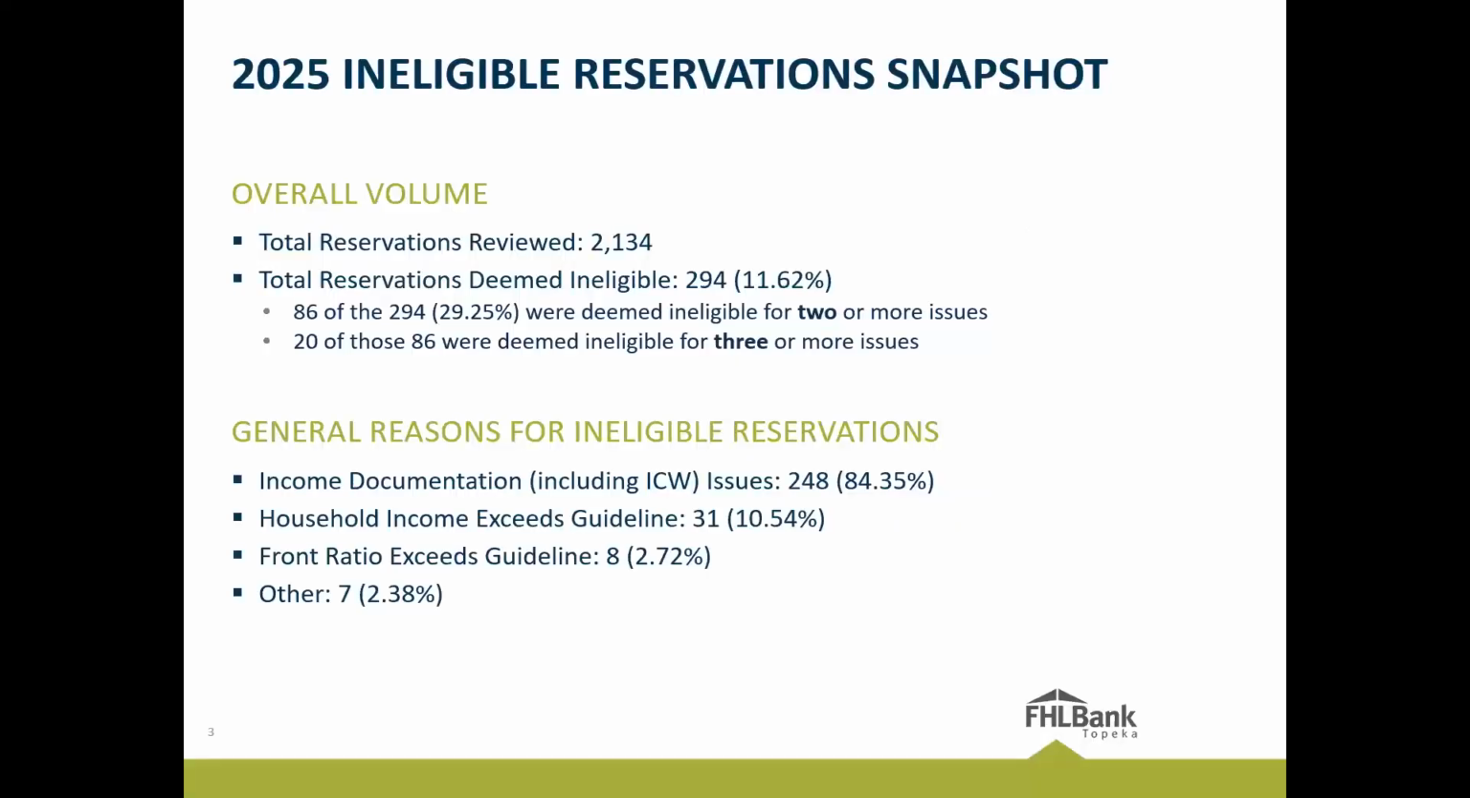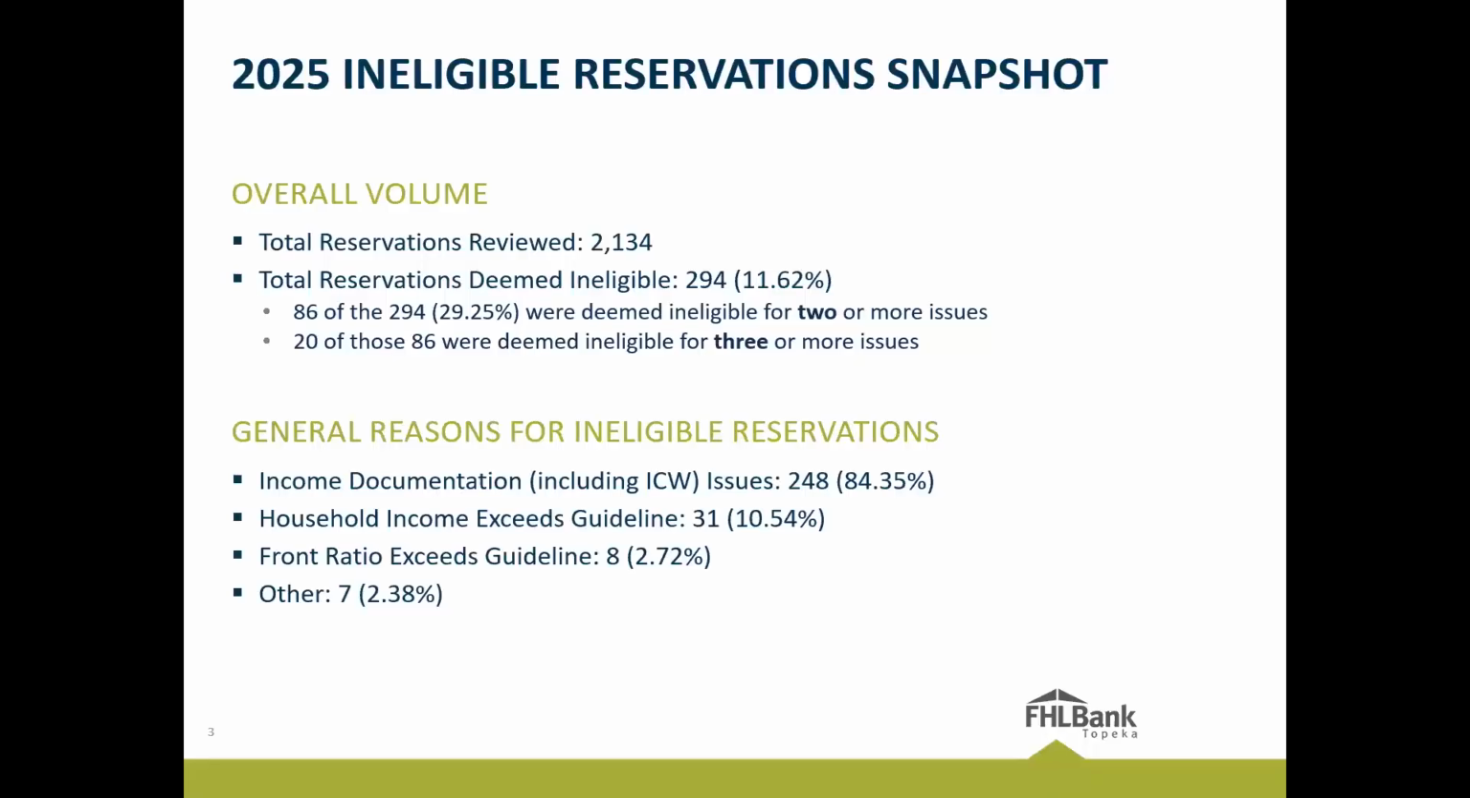So here's an overall snapshot of the 2025 TurnKey round. Our analysts reviewed over 2,000 reservations. 294 were deemed ineligible, which represents a little over 11% of all submissions. Among the 294 ineligible reservations, 86 of them had 2 or more issues, and 20 of those had 3 or more issues.